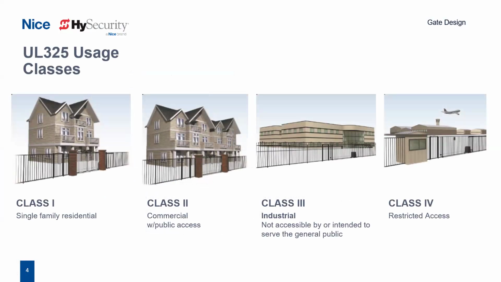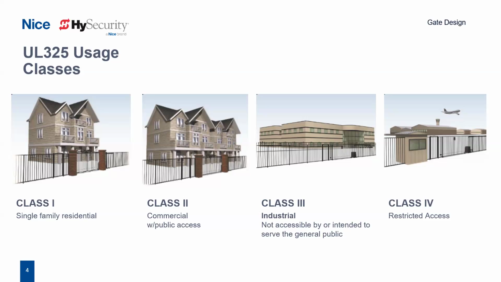The first and most important design consideration is, what UL class does your project fall into? UL 325 uses these 4 classifications. Class 1 is our single-family residential. You could have up to 4 homes behind this gate. Class 2 is our commercial with public access. Think your multifamily installations. Class 3 is our industrial. Typically, we're not going to allow the general public behind these gates. And Class 4 is our restricted access. Think your airports, your military installations.